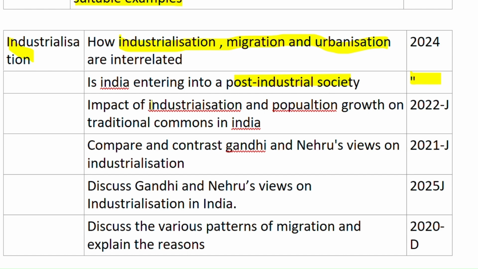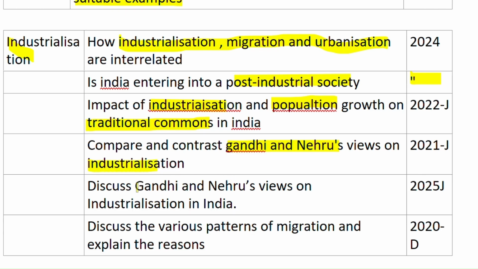Now, the impact of industrialization and population growth on traditional commons in India. These traditional commons were actually interlinked with the topics of tribes. Then, compare and contrast Gandhi and Nehru's views on industrialization.